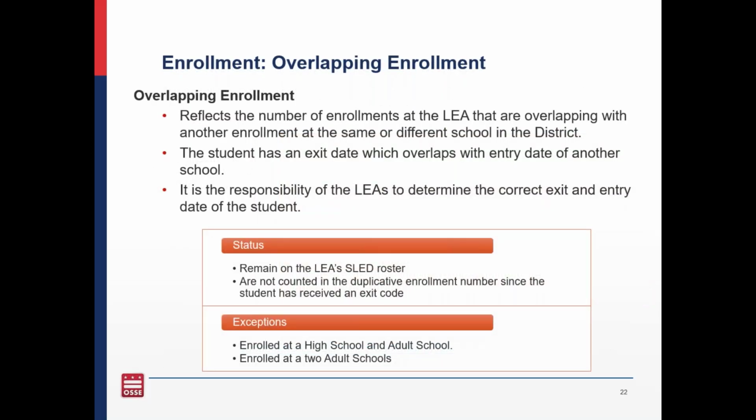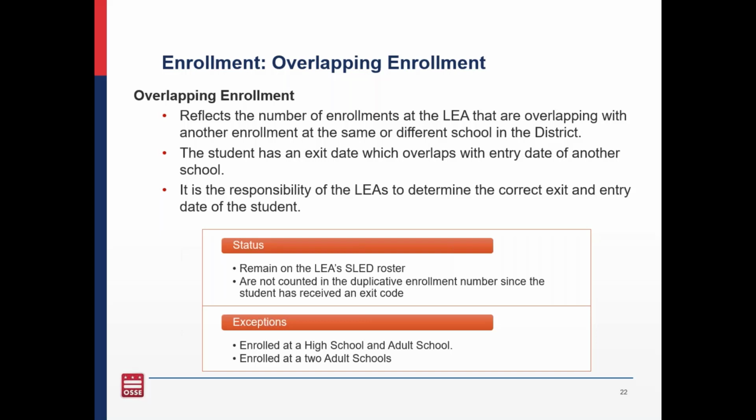So there are duplicative enrollments, and then we have overlapping enrollments. Overlapping enrollments reflect the number of enrollments that the LEA has with another LEA at the same or a different school. The difference between a duplicative enrollment and an overlapping enrollment is that a student would have an exit date for one and an entry date for another, whereas for a duplicative enrollment, typically there is no exit date. It's the responsibility of the LEAs to determine the correct entry and exit date of the student.